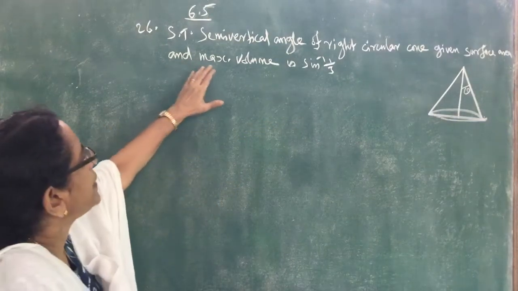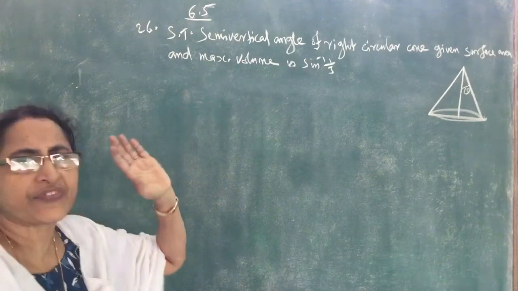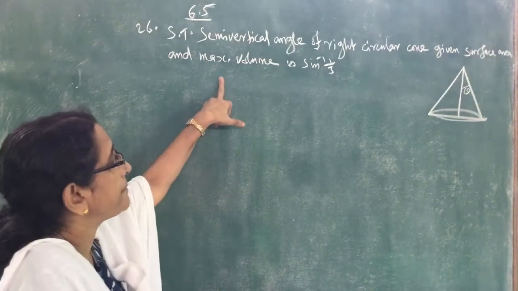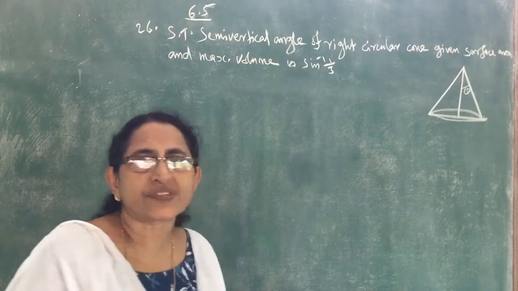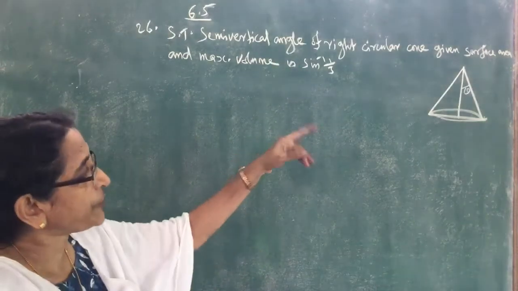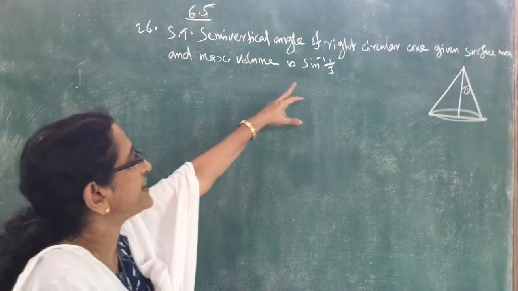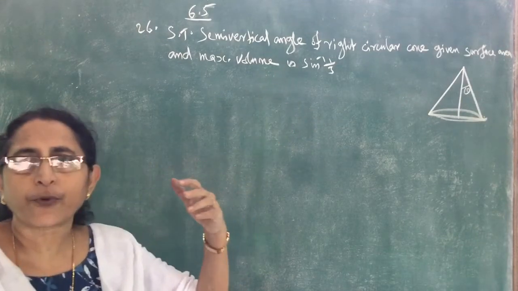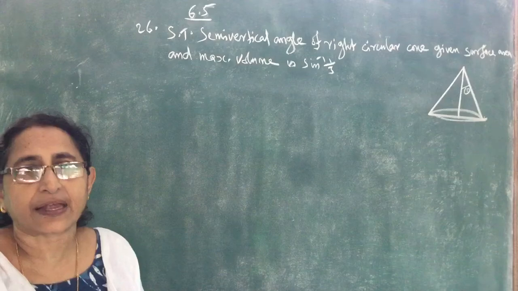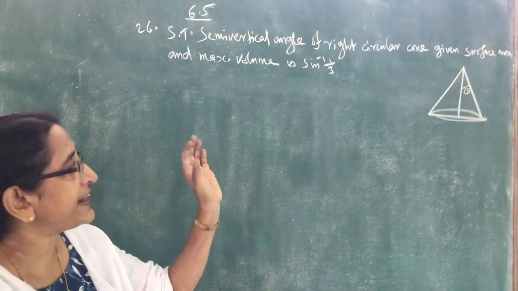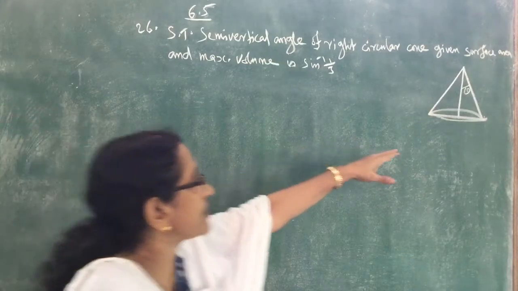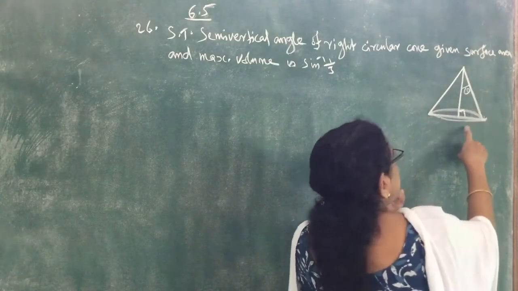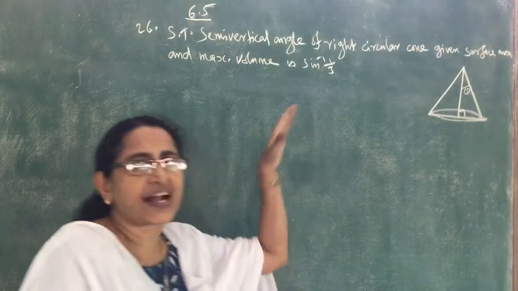constant, then the volume of the cone will be maximum. In that case, the semi-vertical angle will be equal to sine inverse 1 by 3. So we have to prove that theta equals sine inverse 1 by 3, or we have to prove that sine theta equals 1 by 3. After getting the radius and slant height, we can find sine theta, opposite side by hypotenuse, from the right triangle. So first we will find R and L using the given conditions.